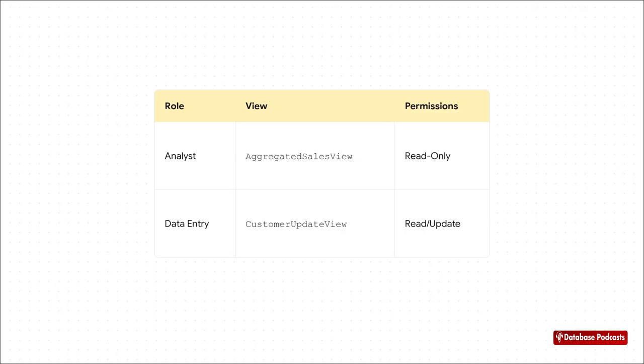This layering is also key to database security. You can grant different permissions to different views. So for instance, an analyst might get read-only access to that high-level sales summary view we talked about, while a data entry clerk gets update access to a totally separate view that only shows specific customer fields. They're both interacting with the same underlying data, but through completely different secure windows.